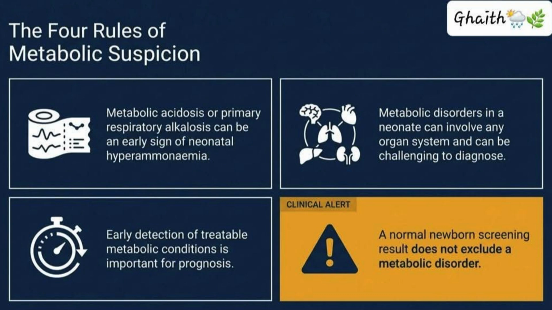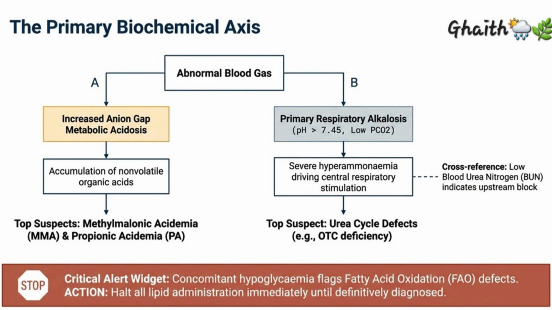Today, we will step away from merely listing individual conditions and instead focus entirely on a systems-based approach, mapping classic and uncommon clinical presentations to their underlying biochemical errors. Let's begin with our primary biochemical axis, differentiating severe anion gap metabolic acidosis from primary respiratory alkalosis. An increased anion gap metabolic acidosis indicates the accumulation of non-volatile organic acids or severe lactic acidosis. This is our classic signature for organic acidemias like methylmalonic acidemia, or MMA, and propionic acidemia, or PA.